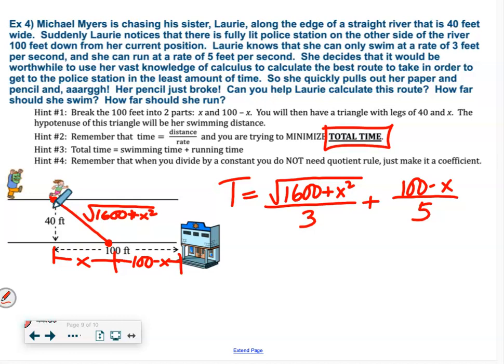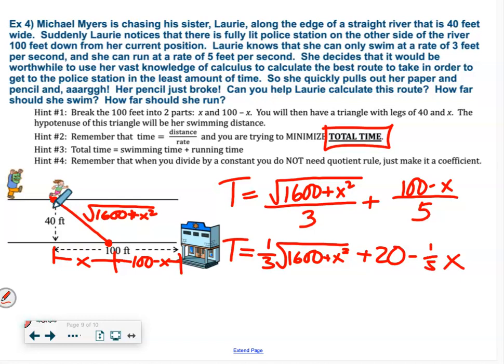All right. And without the hints, I will tell you, almost every single one of my students just died. So then I gave this hint, and then a lot of students started doing all this messy quotient rule everywhere, right? When it's just a number on the bottom, please don't do quotient rule. Just write it as a coefficient, right? That's a square, that's a square. And then this would be plus 20 minus 1/5 x. So whenever you have a number on the bottom, it's not quotient rule. It's just a coefficient.